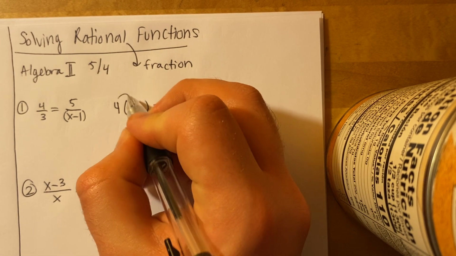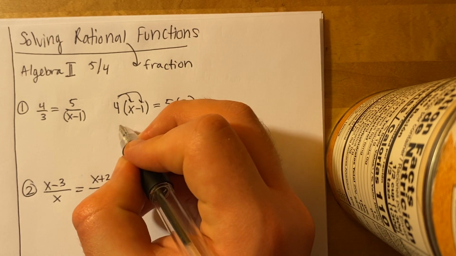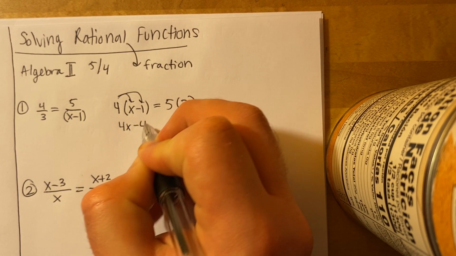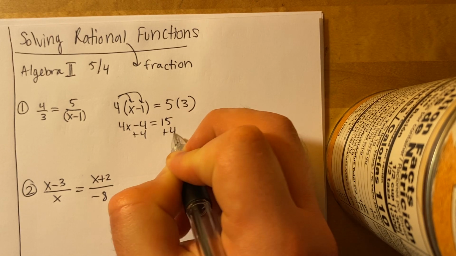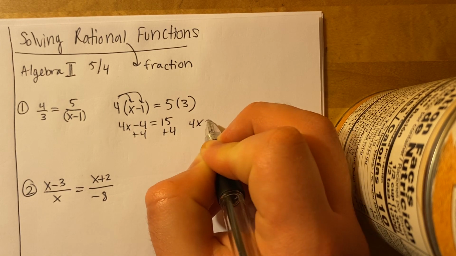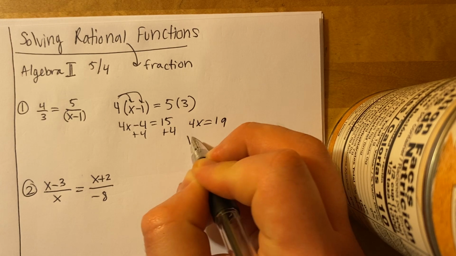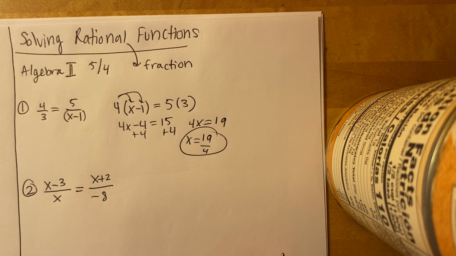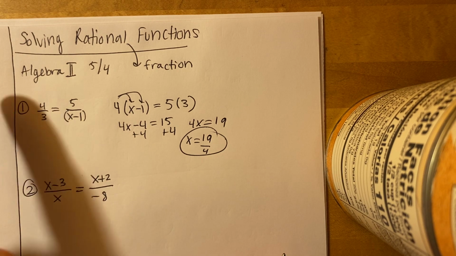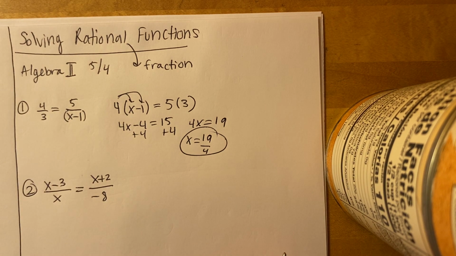Perfect. So then this is just some algebra 1 with some distribution. 4x minus 4 equals 15. Add 4 on both sides. You're left with 4x equals 19. x equals 19 over 4. Not too bad, right? So as long as you're cross multiplying, you're in good shape.